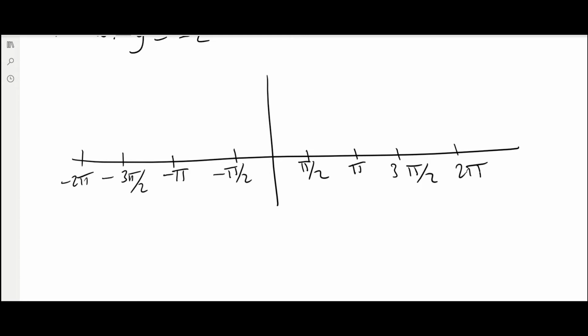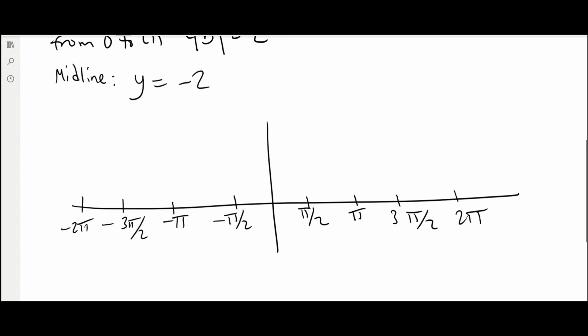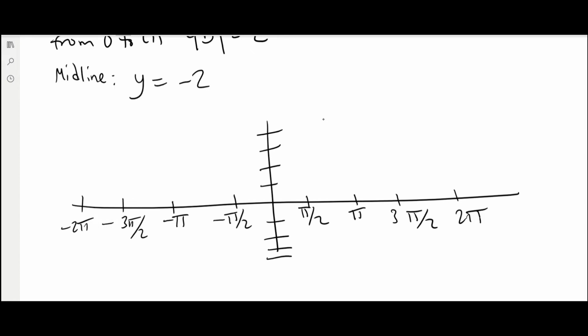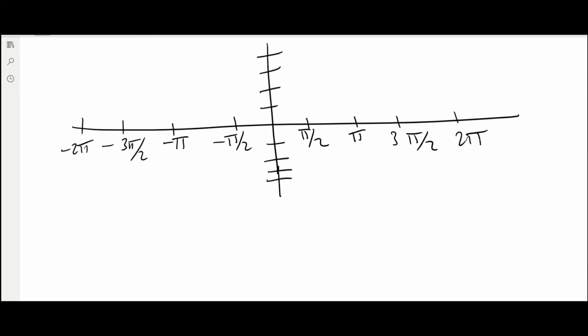Okay, and so now normally, let's do our midline. Our midline is -2. So that means I'm going to go ahead and do a few tick marks here. So 1, 2, 3, 4, 1, 2, 3, 4. So since our midline is -2, that means it's over here. All right, so there's my midline.